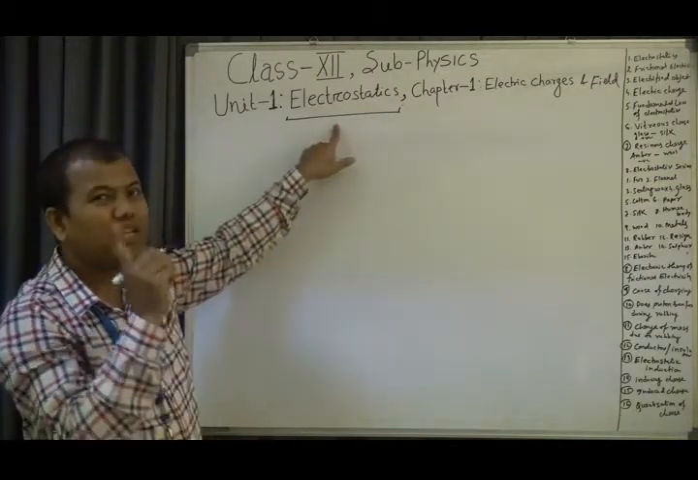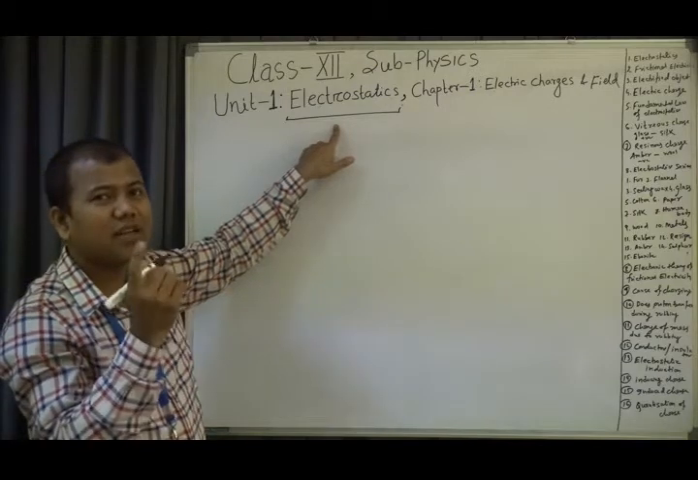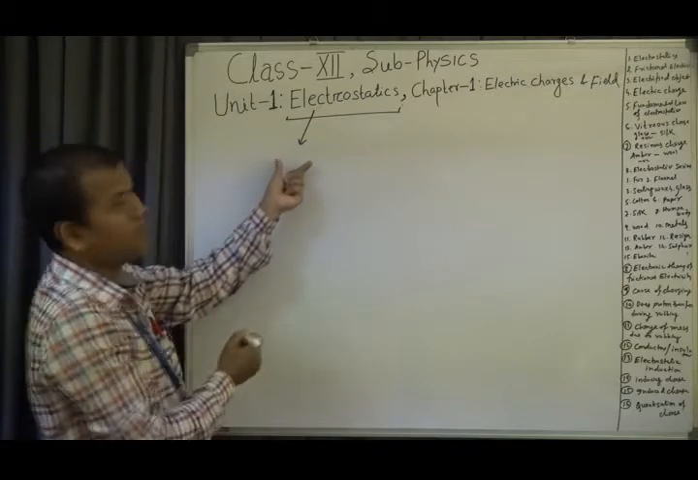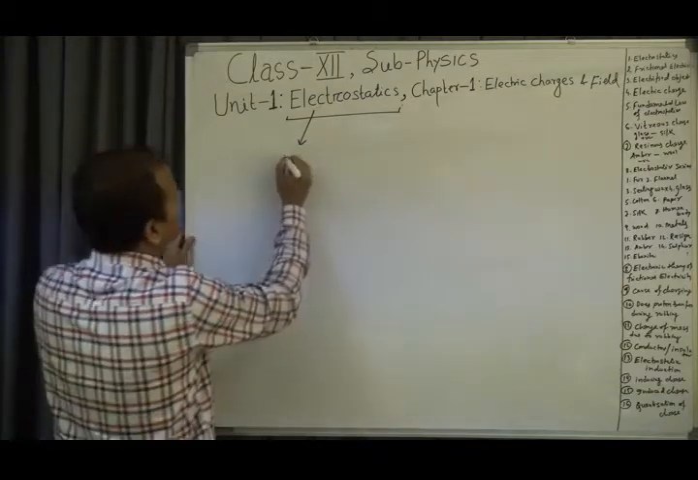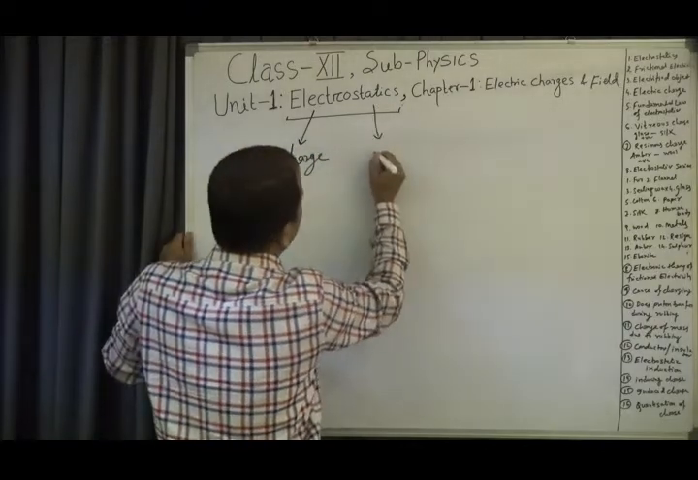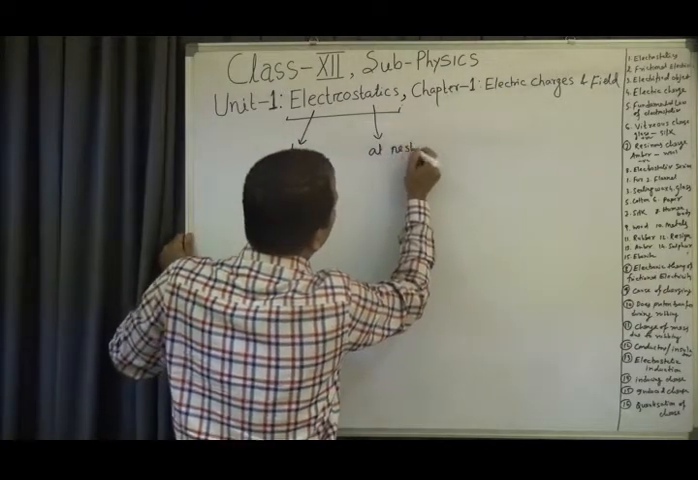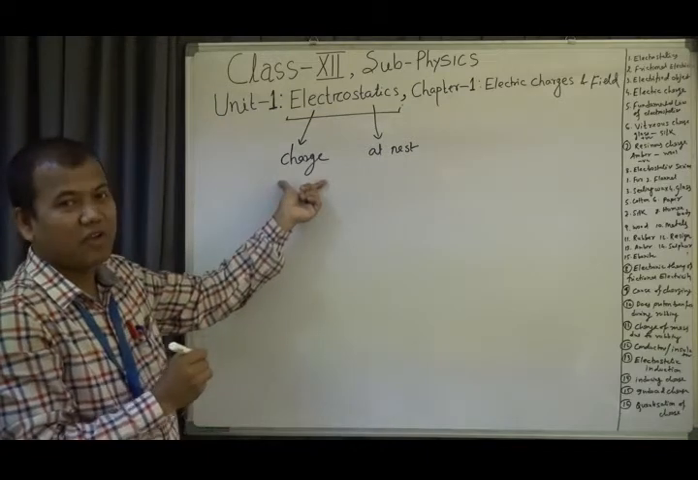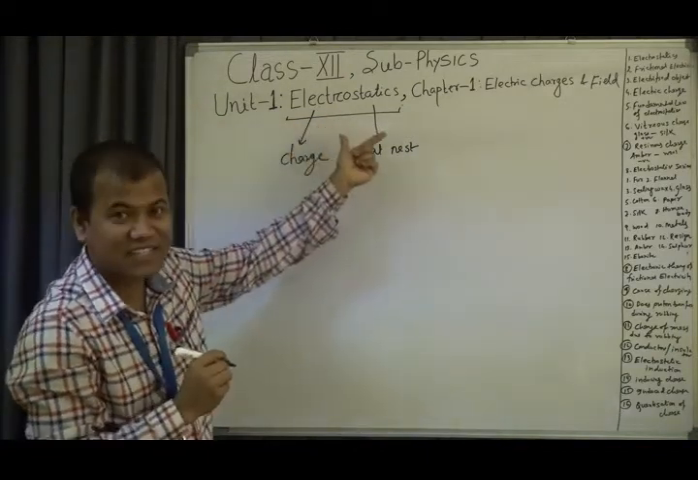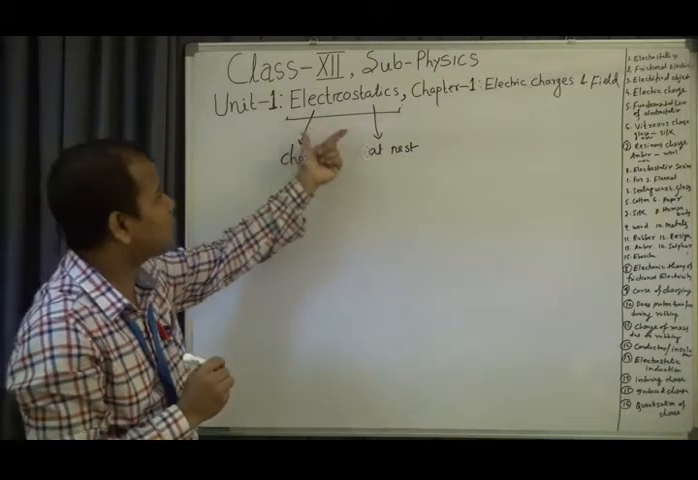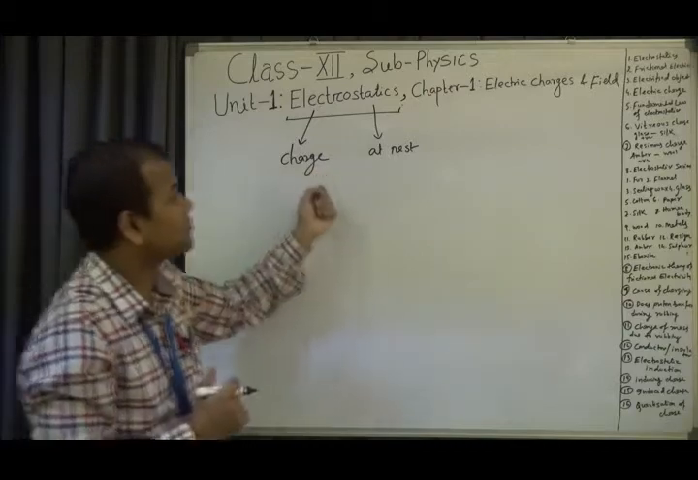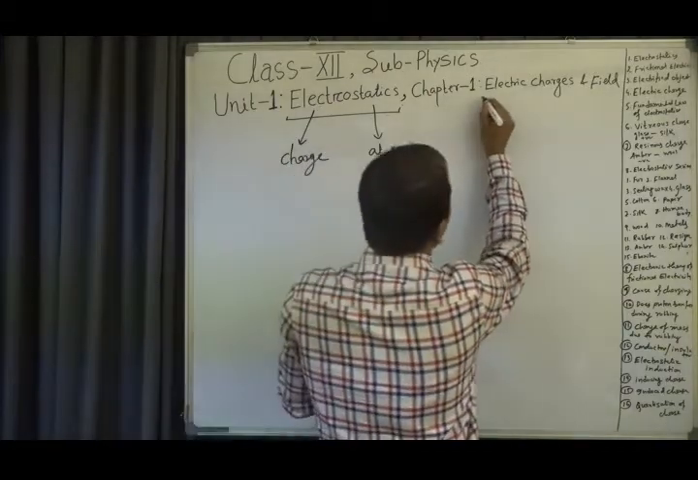So what is the meaning of the unit? Electrostatics. Electro means what? Electro means charge, and statics means at rest. So that is charges at rest. That is electrostatics, okay. So what is the meaning of electrostatics? Charges at rest. Now, what is the name of the chapter?